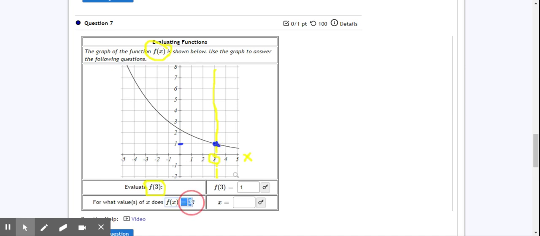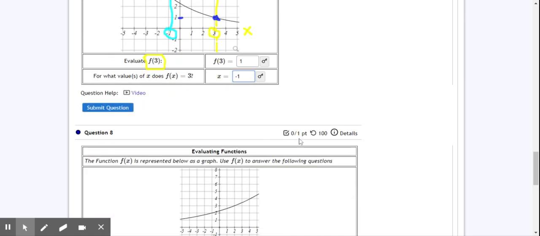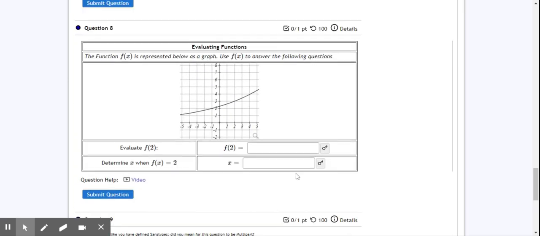This one says, on what day, on what x, would you have $3? Well, here's the $3 line. I think you'd have $3 right here. So what day is that? We come down from that, that's day minus 1. That's the x. The x would be minus 1. Probably should do another one of these. Submit that. You can see that it turns green. There we go. Let's try another one.